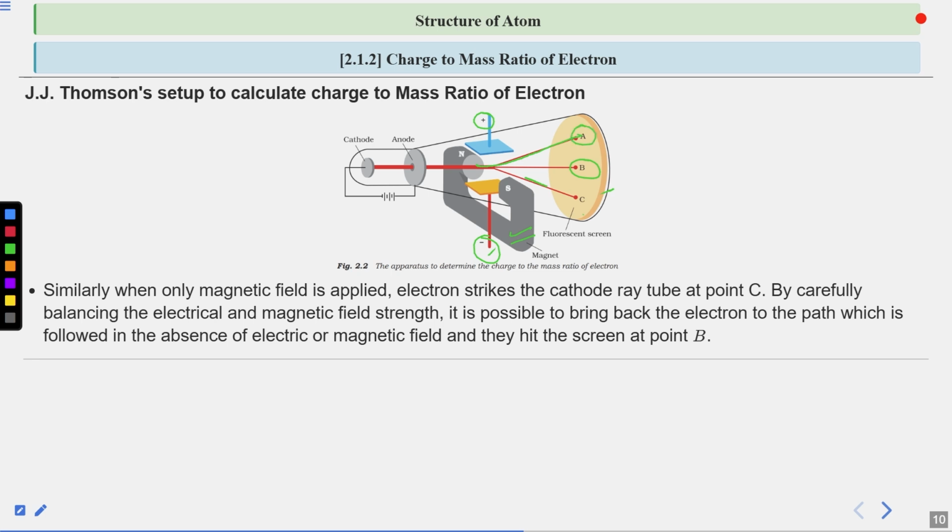And if we apply only the magnetic field, and switch off this electric field, then due to the movement of the charged particle in a magnetic field, it will hit the point C. You can find this with the help of Fleming's left hand rule. Is it clear, Navreet? Does anyone have any doubt till this point?